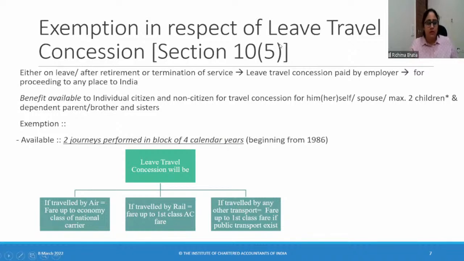But leave travel concession, student, comes as a part of a very wholesome question. बड़ा सा question होगा, comprehensive question में one part would be leave travel concession. उसमें you have to see the expenditure incurred, you have to see the fare, and obviously जिसके लिए leave travel concession is allowed, and that you have to reduce. As simple as that.